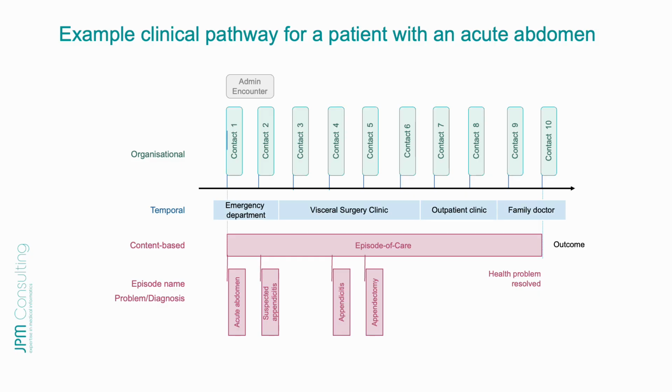Next, the patient is transferred to visceral surgery. Appendicitis is diagnosed. The patient then undergoes surgery. After a few days in hospital, follow-up continues in the hospital outpatient clinic. Later on, ongoing care is provided by the GP. Organizationally, there are many separate contacts across different departments. Temporally, these contacts are spread over a period of time. But content-wise, they all belong to one health problem.